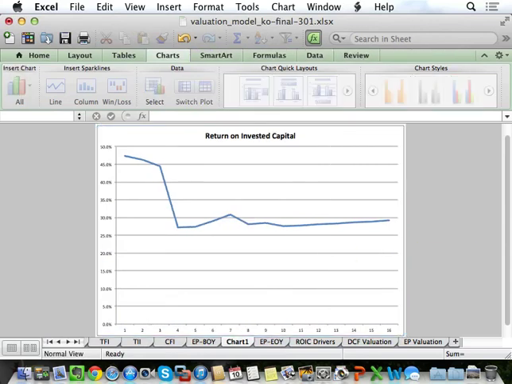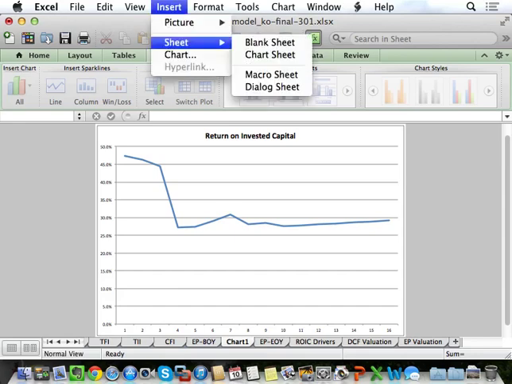But this is basically the 11-year forecast of the ROIC plus the 6-year historical ROIC. So it's basically 16 years of ROIC. Yes? Could you repeat how you got the graph in after selecting the ROIC? So I just insert, well, I have a Mac. I don't know if the Windows version does the same thing. Insert sheet, chart sheet.